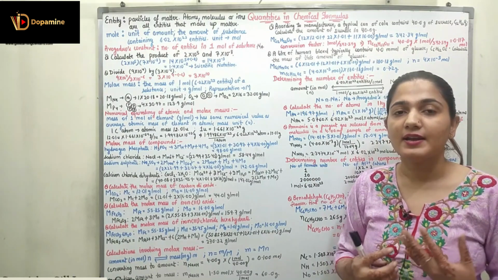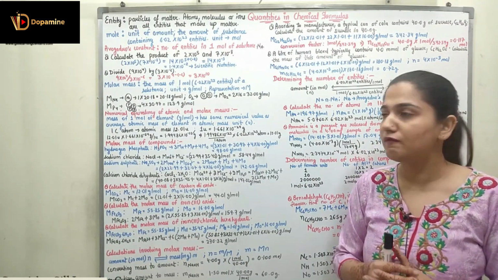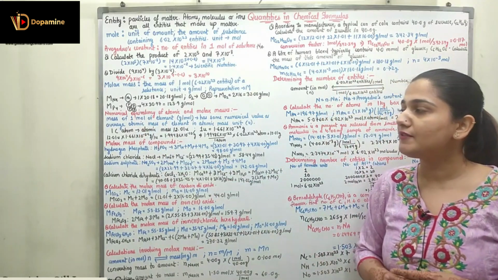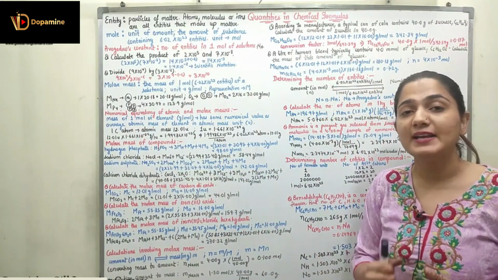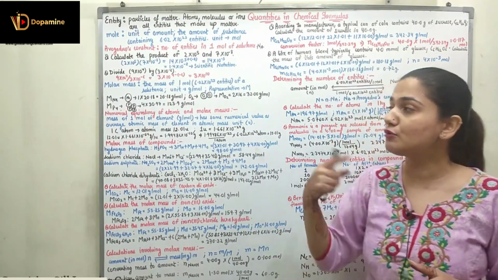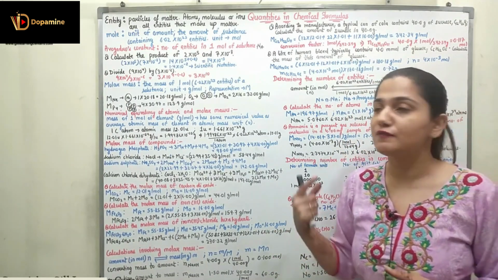Phosphorus occurs as the molecule P4. So here we will have 4 atoms of phosphorus. So here we will have 4 multiplied by the molar mass of one atom of phosphorus to calculate the molar mass of the phosphorus molecule.